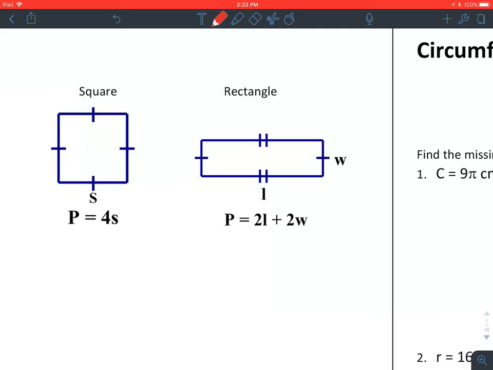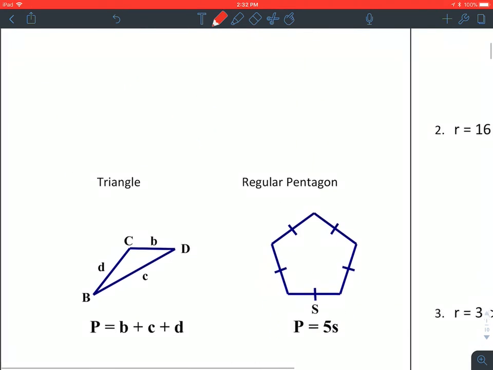So for example, a square: the perimeter is adding up the lengths of all four sides. Since all four sides are the same, we could call the perimeter just 4 times s, where s is the length of one of the sides. A rectangle: the perimeter is adding up the lengths of all the sides. Two of the sides we'll call L, 2 of the sides we'll call W. So 2 times L plus 2 times W is the perimeter.